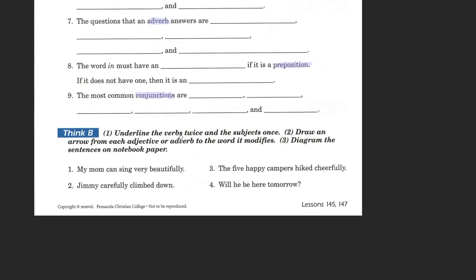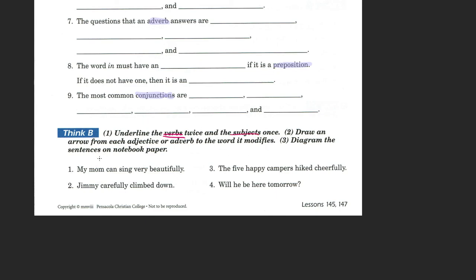Part B: underline the verb twice and the subject once. Draw an arrow from each adjective or adverb to the word it defines. Diagram the sentence on notebook paper. Okay, so let's do the first one together. It says my mom can sing very beautifully. So underline the verb twice and the subject once.